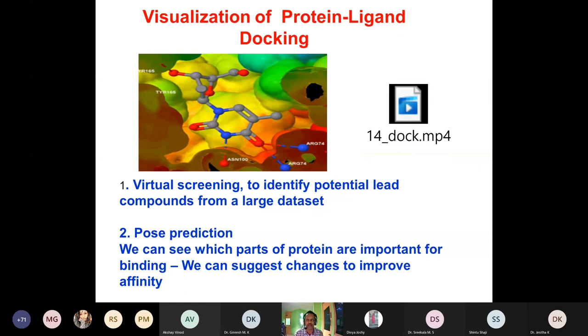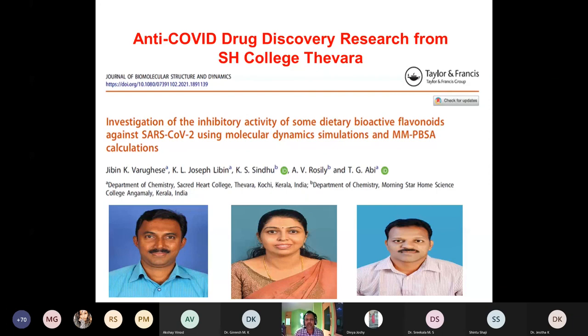We are involved in this research, and very recently, before 2 weeks, we just published an article in Taylor and Francis. It's one of the good journals, anti-COVID drug discovery research from SS College Thevara. My PhD students and my wife are collaborators of this work. Obviously, she's an organic chemist, and she's a collaborator of this work.